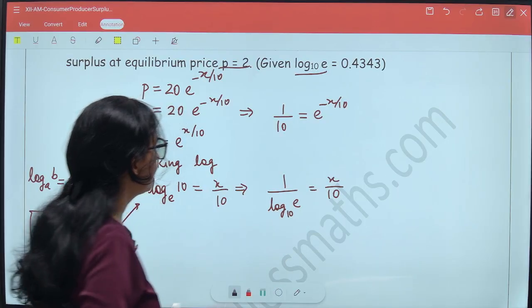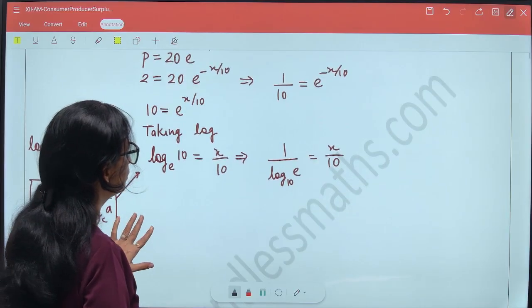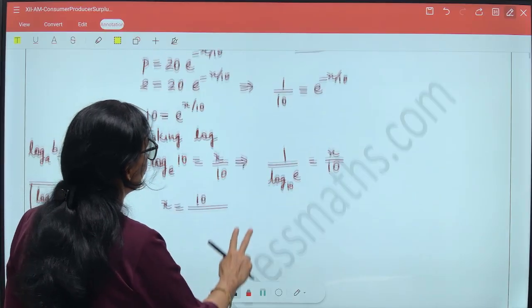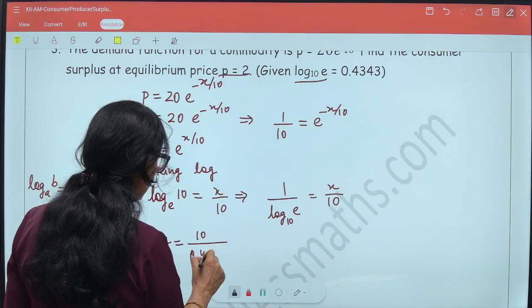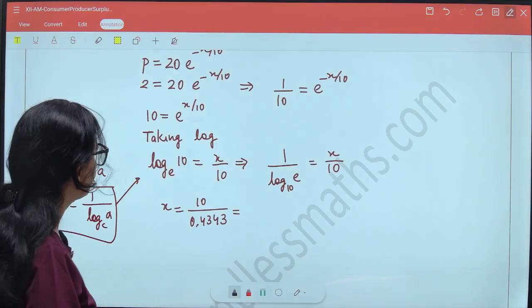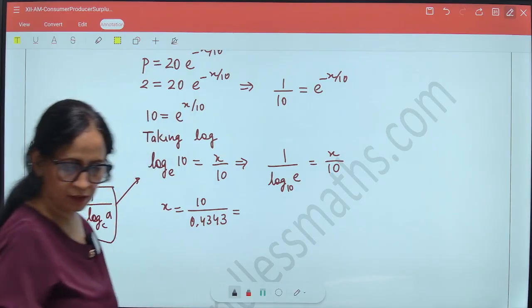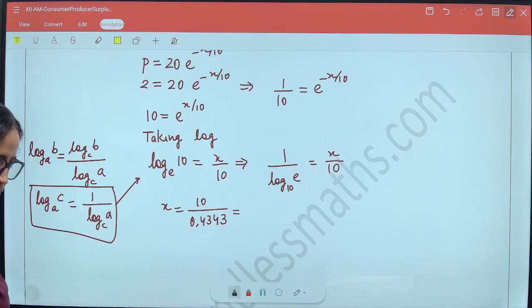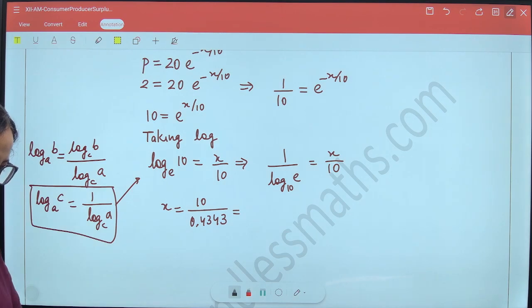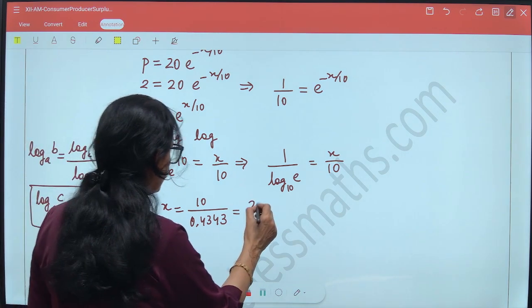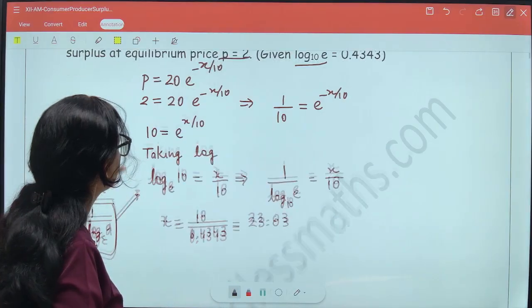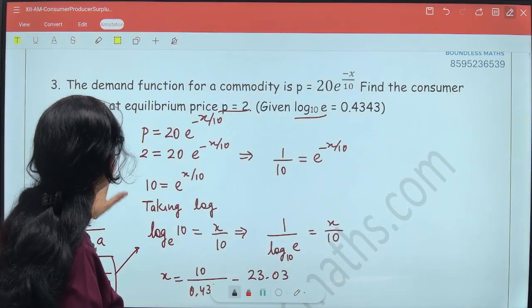Now you are given the value of log of e to the base 10, you can put it here and find the value of x. So x is 10 upon the value of log of e to the base 10 given to you, which is 0.4343. When you solve this, take away the decimal point, multiply the numerator by 10,000, you get the value as 23.03. So you have the equilibrium quantity also, equilibrium price also, and now you need to find the consumer surplus.